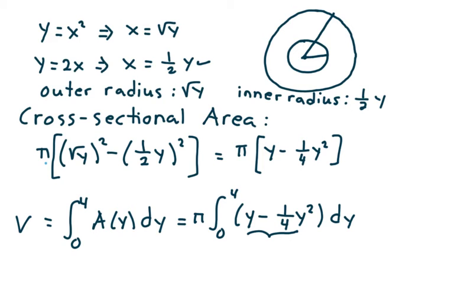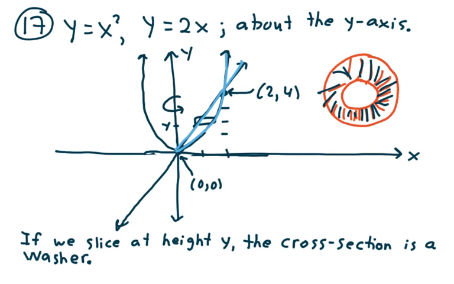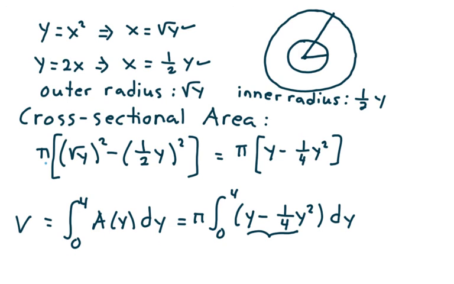Now, if y equals x squared, notice that x equals square root of y, and if y equals 2x, x equals 1/2 y. Now, the outer radius, let's take a look at the picture here. The outer radius is the distance from here to the y-axis. The inner radius is the distance from here to the y-axis. So if we notice, the outer radius is square root of y, the inner radius is 1/2 y.